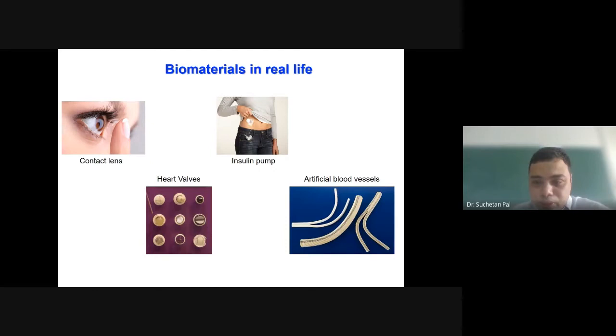And you have some synthetic molecules, synthetic polymers, and using those polymers, you can make synthetic arteries, synthetic blood vessels. So if you have some problem in your natural blood vessel, you can actually do the surgery and replace the natural blood vessel with the artificial blood vessels, right? So these are the examples of biomaterials in real life.